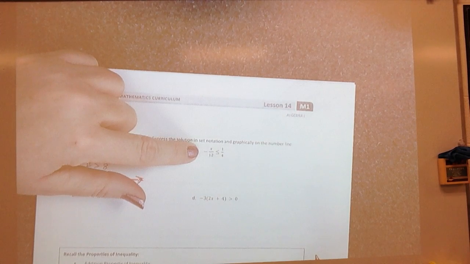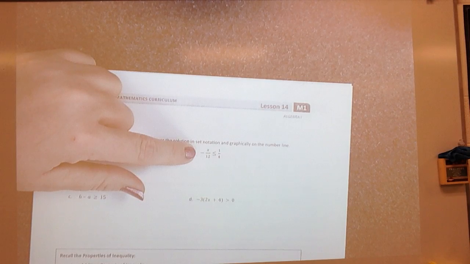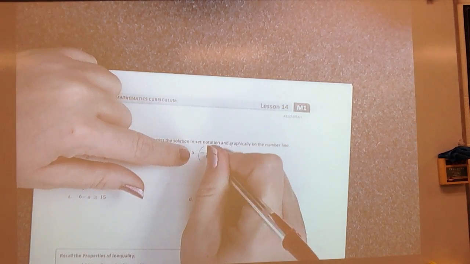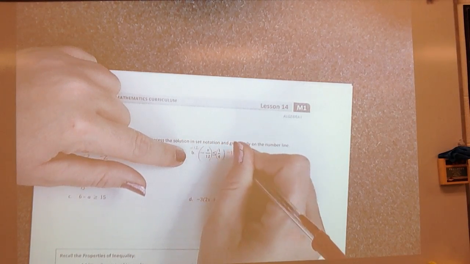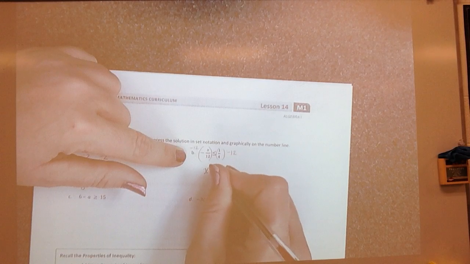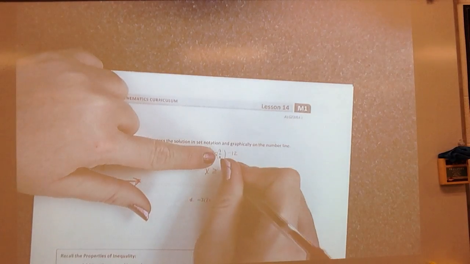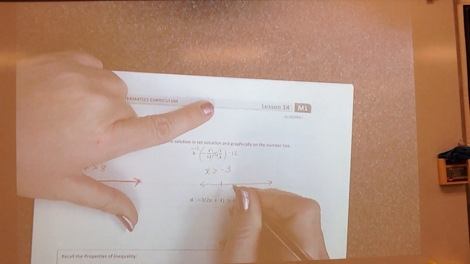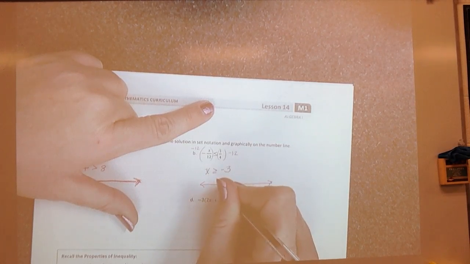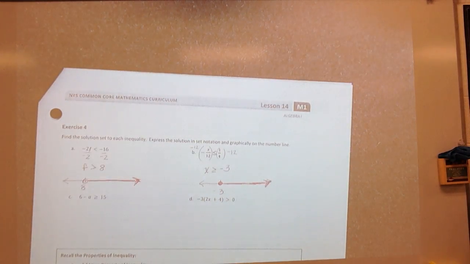All right, let's look at this. I've got negative x over 12 is less than or equal to 1/4. I'm going to multiply through by a negative 12. So I get x, my sign changes. Negative 12 over 4 is negative 3. So x is greater than or equal to negative 3. So negative 3 is included. So I'm going to shade it this way.